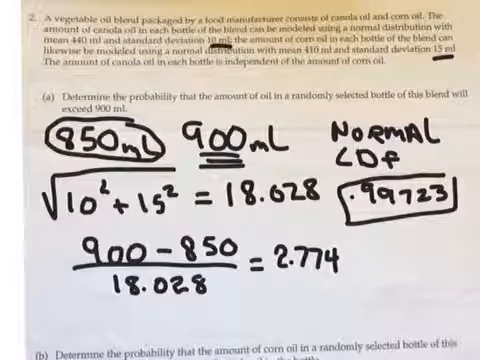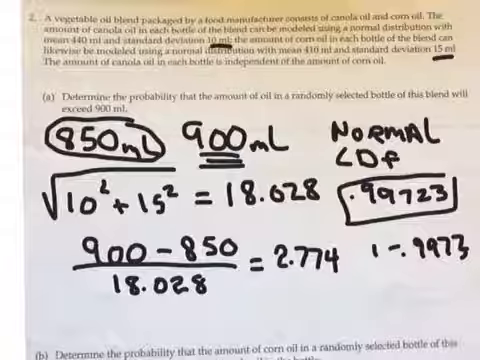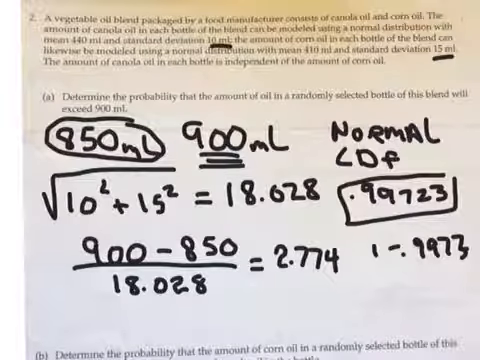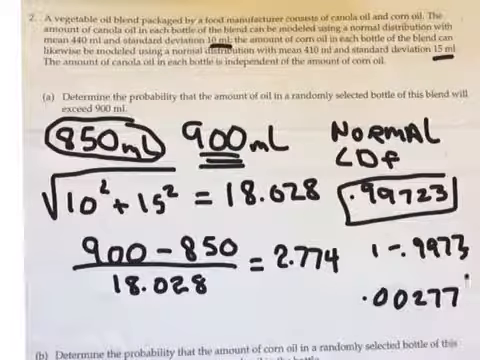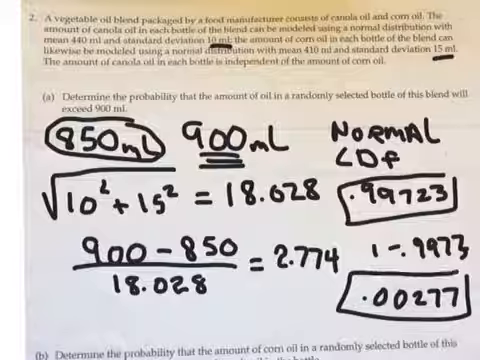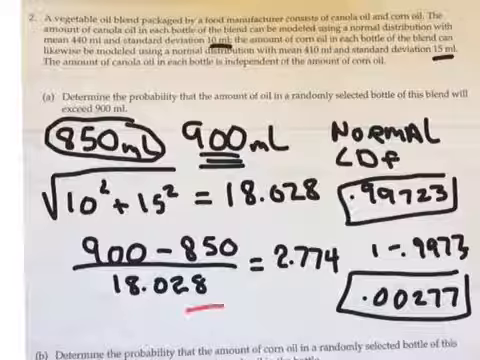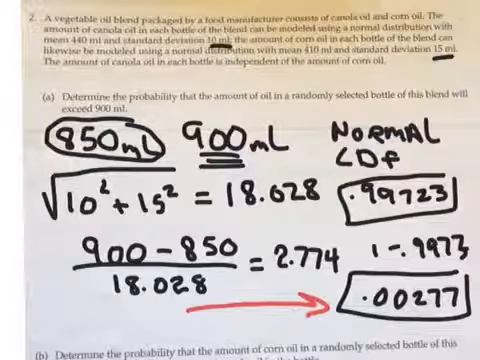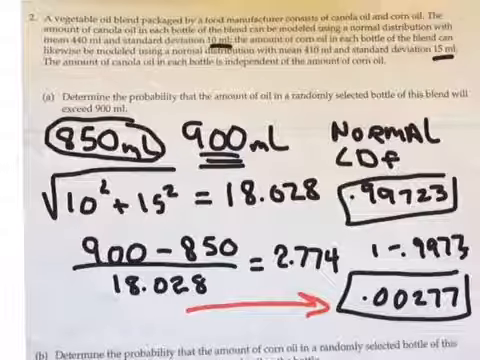Subtract it from 1. So 1 minus 0.99723. And whoops, what do we get? We get a very small number, as would be expected with such a high z-score, 0.00277. Okay, there it is. And that actually is the answer to the question. This is the probability that that would happen. Okay, very small probability, less than 1%.